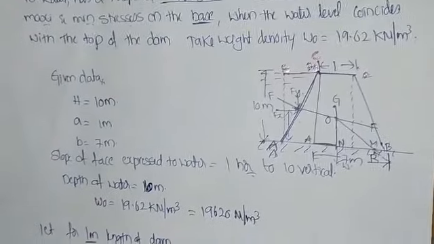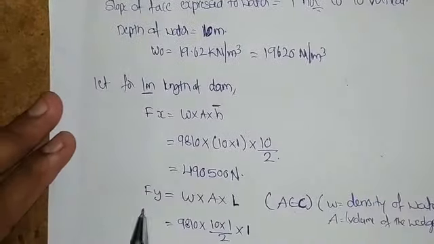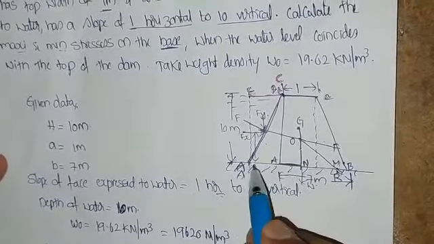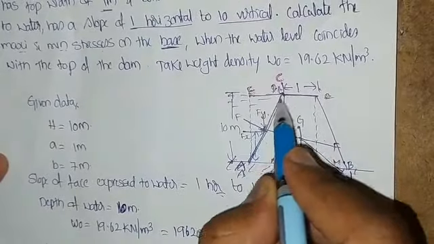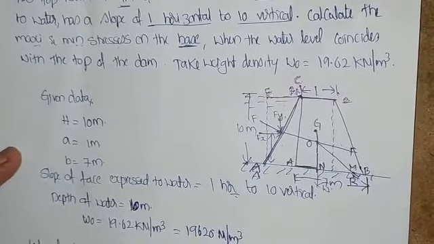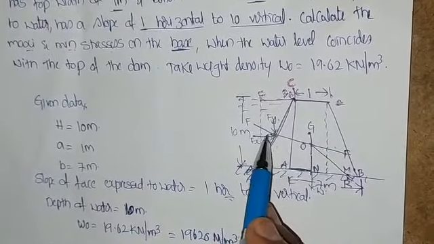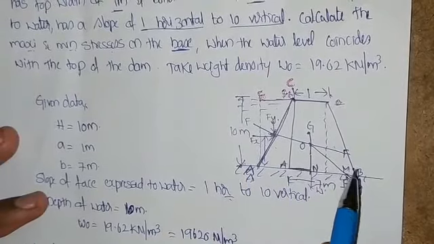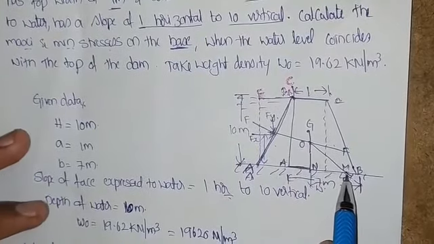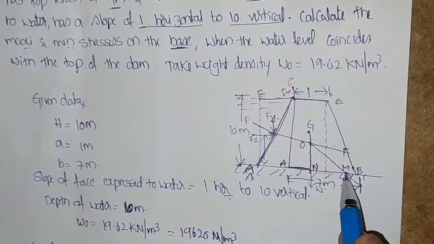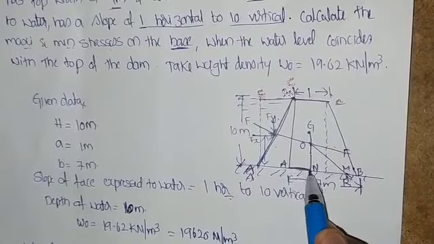Up to now we have calculated Fx, Fy and W. Previously in the figure I made some mistake, so this is the AEC triangle. So this is the AEC triangle. Now, with respect to Fx and Fy, the resultant is going to cut the base. So now we have to find out the distance of this, the eccentricity e.